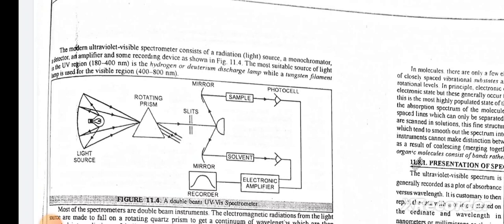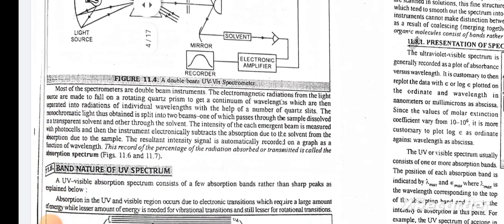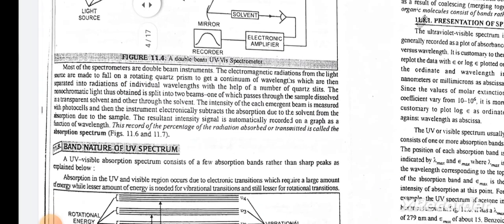Look at figure 11.4, a double beam UV-vis spectrometer. The most suitable source of light in the UV region is the hydrogen or deuterium discharge lamp, while a tungsten filament lamp is used for the visible region. Most of the spectrometers are double beam instruments. The electromagnetic radiations from the light source are made to fall on a rotating quartz prism to get a beam of different wavelengths, which are then separated into radiations of individual wavelength with the help of a number of quartz slits.